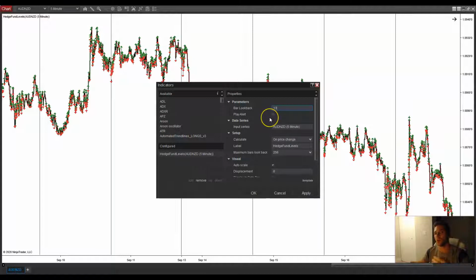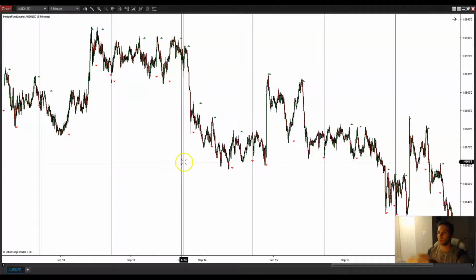You need to know what setting is right for you for how you want to trade, based off of how you are as a trader. Are you more of an aggressive trader or are you more of a conservative trader? Okay, so I'm going to use this on a 13 for the AUD NZD. Okay, this is what it does for us.